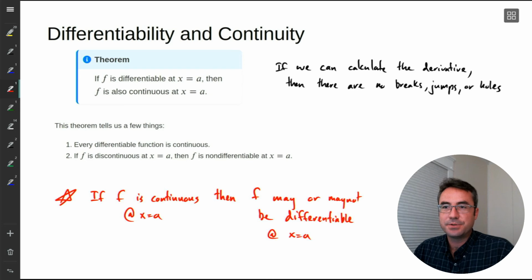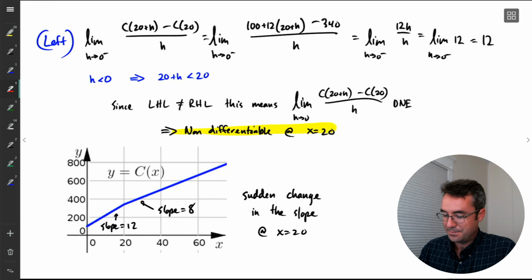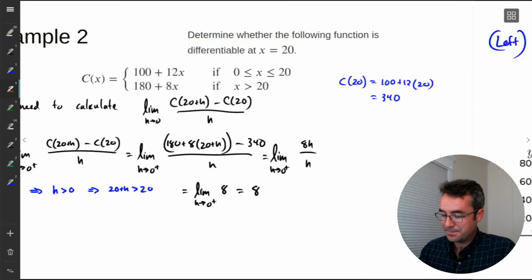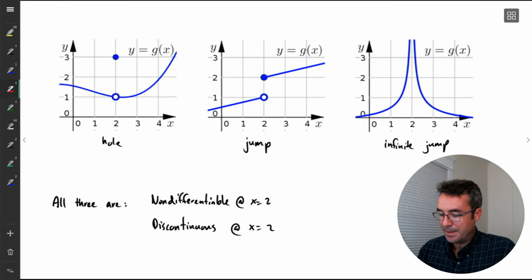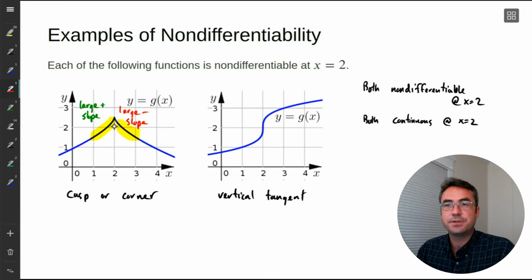And so we've seen examples where our function's continuous at a location, but it's non-differentiable. And then we've also seen examples where it is continuous and it is differentiable. So let's take a look. Here in these two graphs, each of these graphs were continuous at x equals 2, but they were non-differentiable. So it's not enough to say if you know your function's continuous, it's automatically differentiable. It might not be.